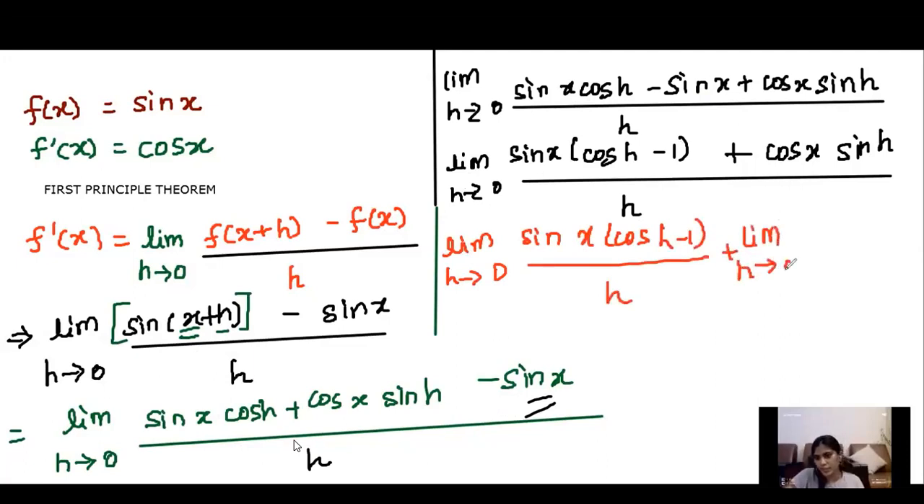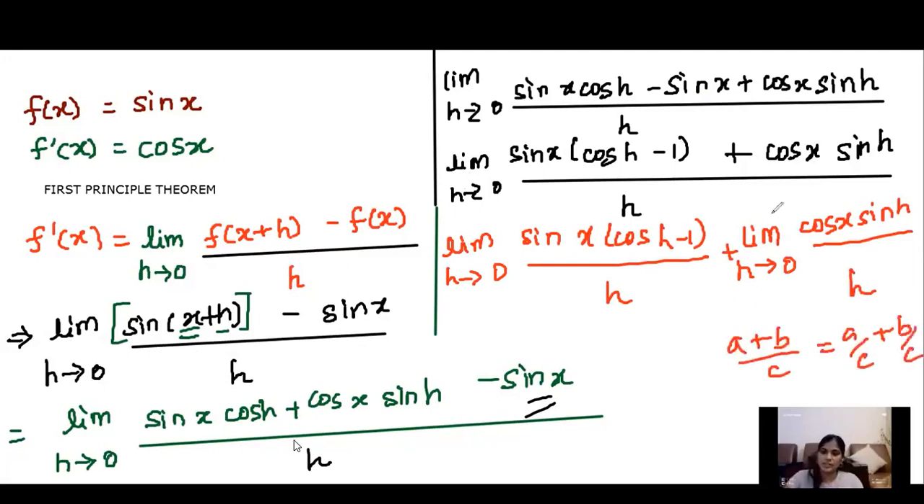limit h approaches 0, cos x sin h divided by h. இப்போ a plus b divided by c அப்படின்னு இருந்தா a by c plus b by c எழுதுவோம் இல்லையா, அந்த மாதிரி இந்த whole upon h அப்படின்றத நான் பிரிச்சு எழுதிருக்கேன் அவ்வளவுதான்.